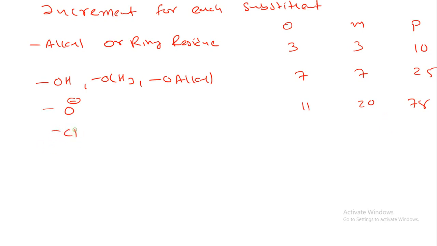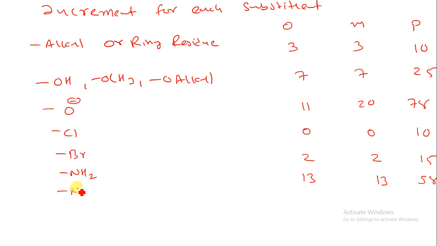Suppose we have a Cl group. For ortho and meta we add 0 nanometer; there is no value for the Cl substituent. For para we add 10 nanometer. For the Br substituent we add 2 nanometer for ortho and meta, and 15 nanometer for the para substituent. For NH2, that is the amine group, for ortho and meta we add 13 nanometer, and for para we add 58 nanometer.